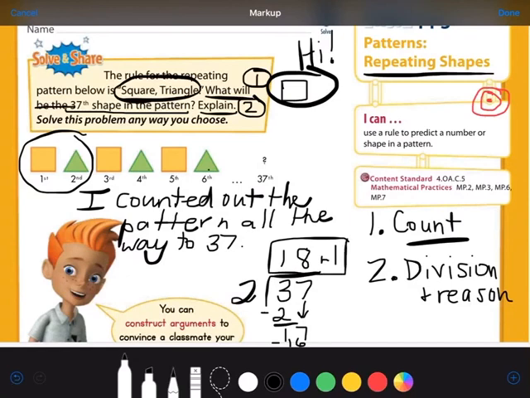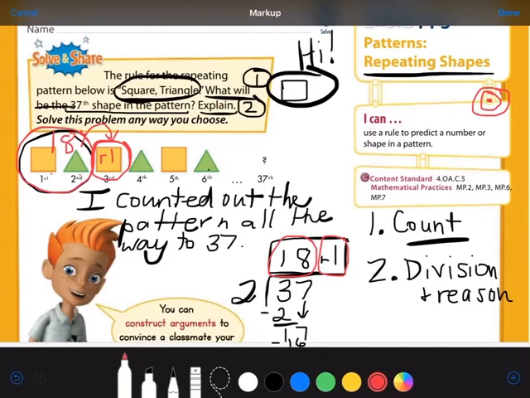So when I divide my 37 shapes by 2 in each pattern, I get 18 remainder 1. Well, what does that mean? The 18 means that I can make 18 complete sets of this pattern, or I can make 18 groups of square, triangle. The remainder 1 means that there's 1 more after that. So 18 groups of the pattern and 1 more. This is my remainder of 1. It lands on a square. So that's how I can use division and reasoning.